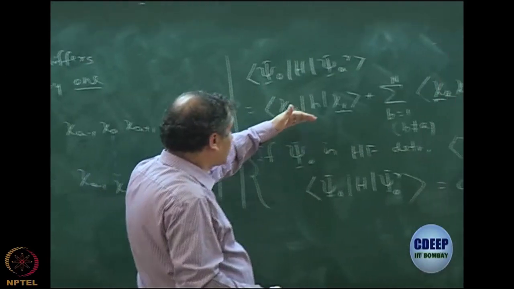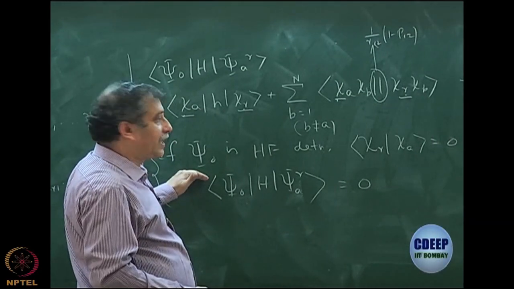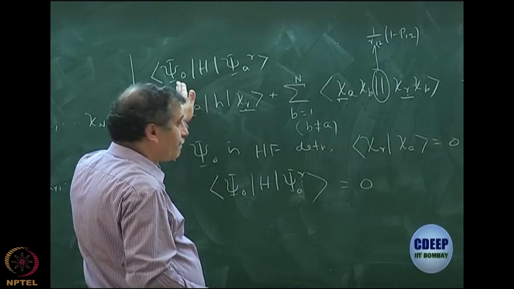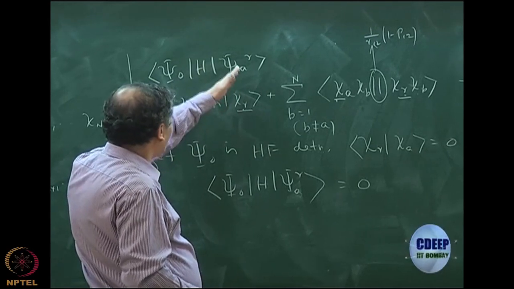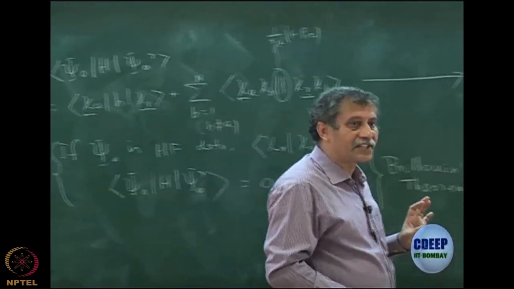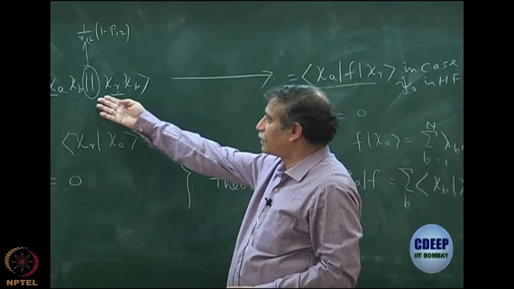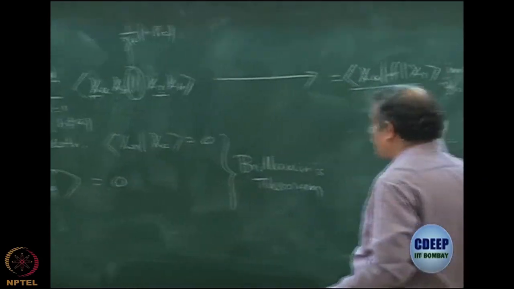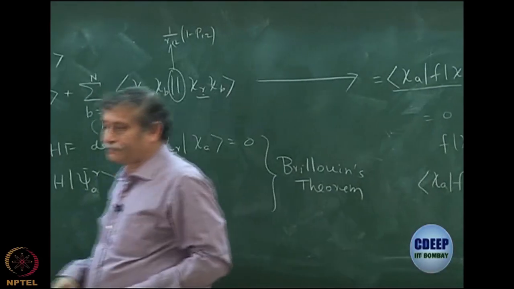The second part was the application of this Slater rule to the case where psi naught is Hartree Fock and the chi's are of course orthogonal to the spin orbitals. In such a case, you get a simple relation which can be derived from this general rule, and that is what I did. This is called Brillouin's theorem.